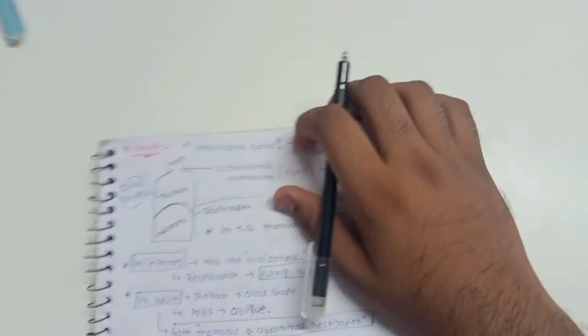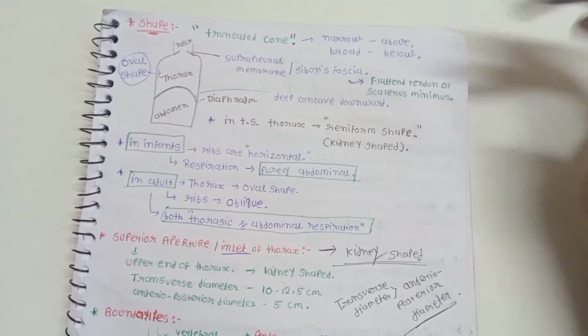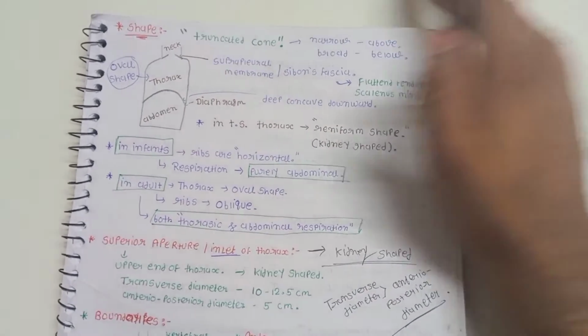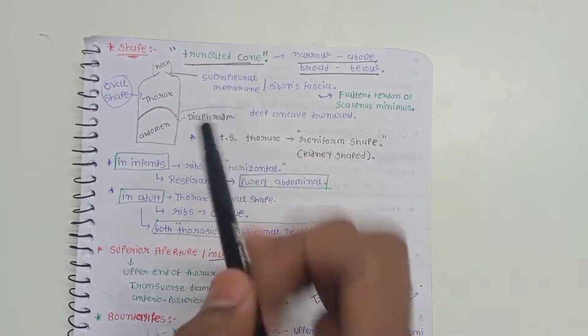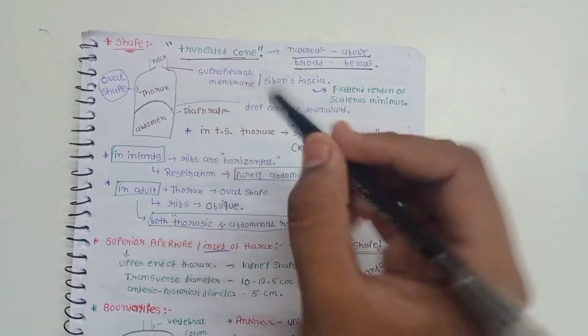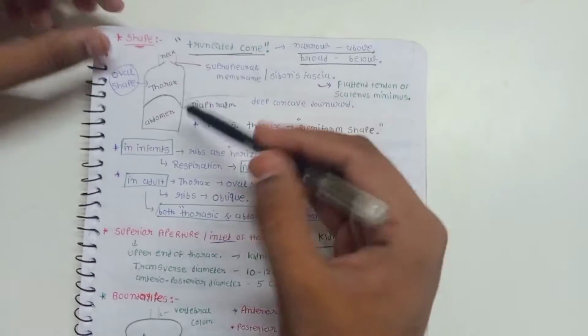Let's start with the topic of the second video. In the second video, we discussed the shape of the thorax, the inlet of the thorax, the outlet of the thorax and structures passing through the diaphragm. First, the shape of the thorax. The shape of the trunk is a truncated cone, meaning the upper part is narrow and the lower part is broad. This is shown in the diagram.